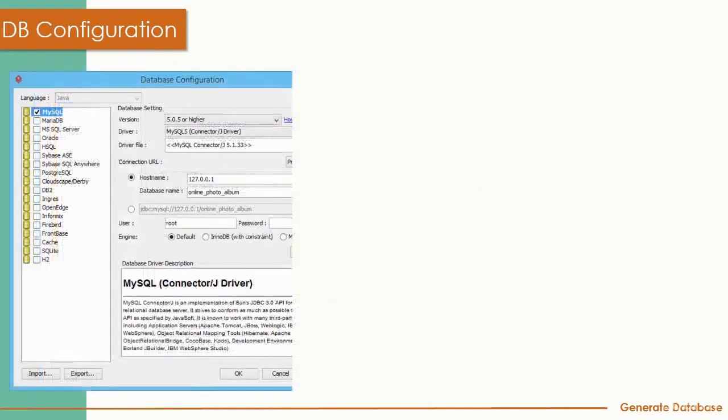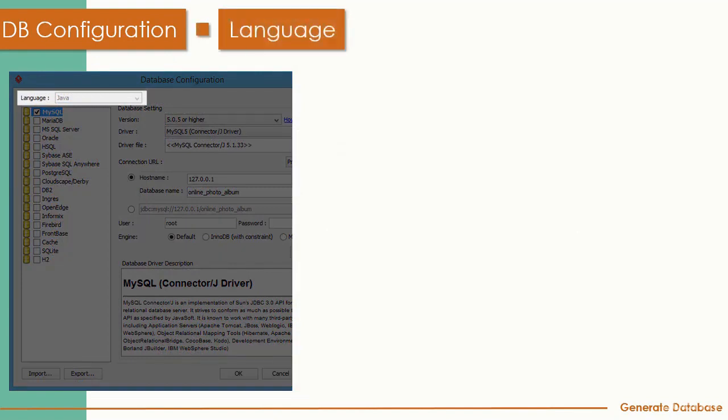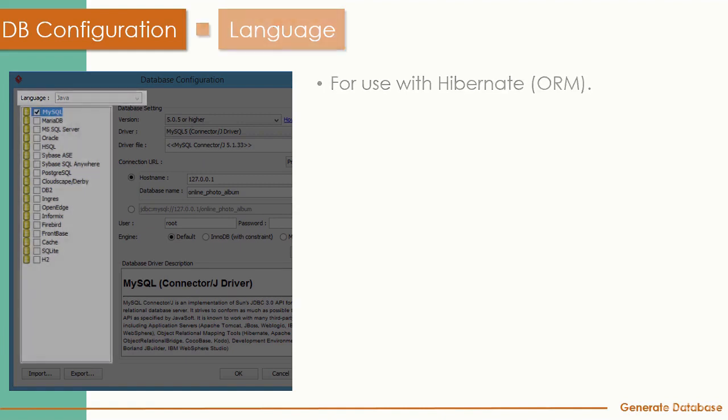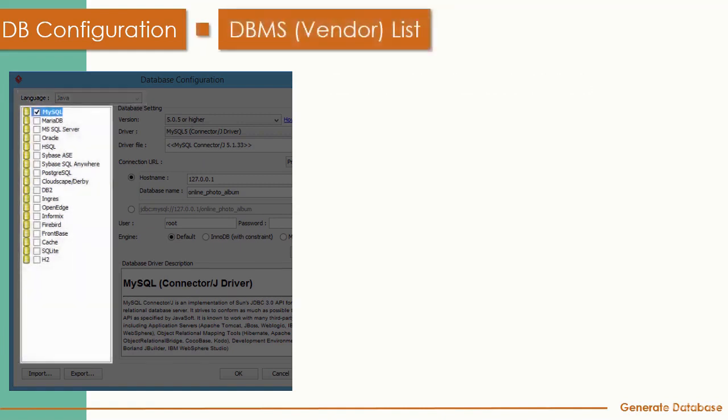Database configuration. Let's move on to talk about how to configure the database. The first thing you see in the database configuration is the language. Again, it is exclusive for when you generate Hibernate. If you're not going to generate the code and you just generate the database in Visual Paradigm, just leave it as Java. And then you see a list of database vendors on the left hand side. You see it is a checkbox rather than an option, which means you can select more than one database.